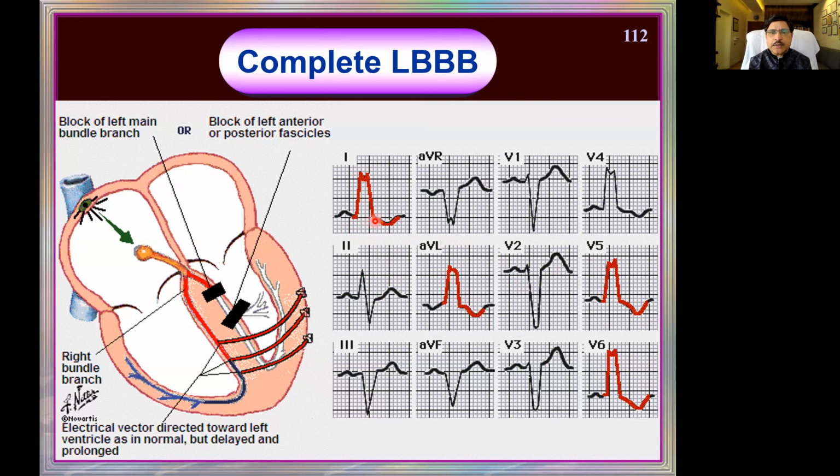Duration of QRS is increased. There is a bizarre and slurred pattern, and the T waves are opposite in direction. And the patient will invariably have a left axis. See here, left axis will be there.